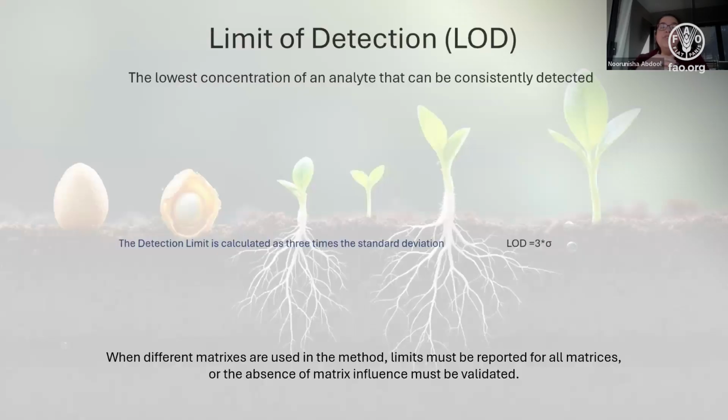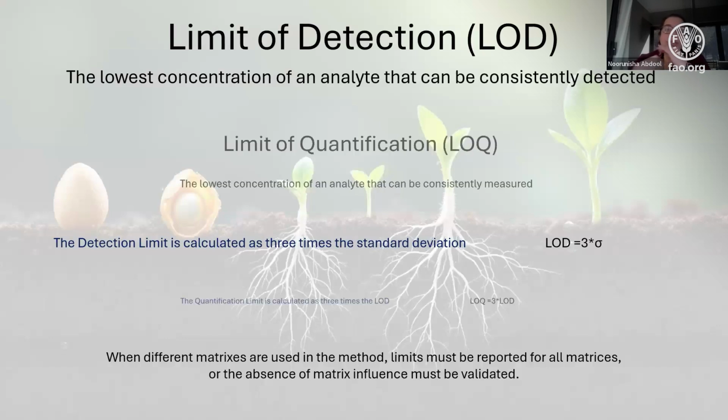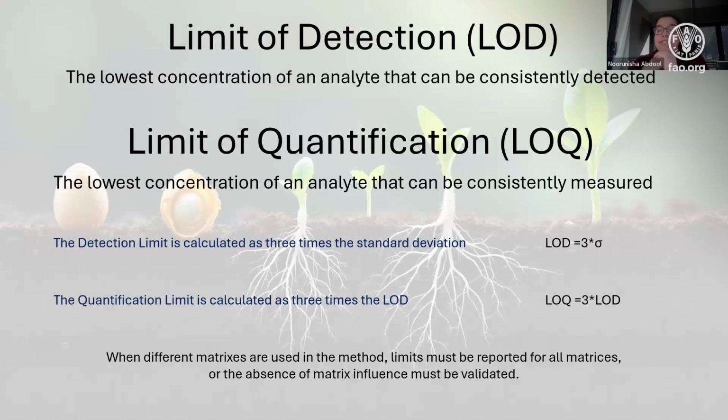Good. We're going to move on to LOD and LOQ. So LOD, limit of detection, is the lowest concentration, so the very bottom of your working range. Limit of quantification means the lowest concentration of an analyte that can be consistently measured. Your detection limit by statistics is usually calculated as 3 times your standard deviation, and your quantification limit is 3 times your limit of detection.